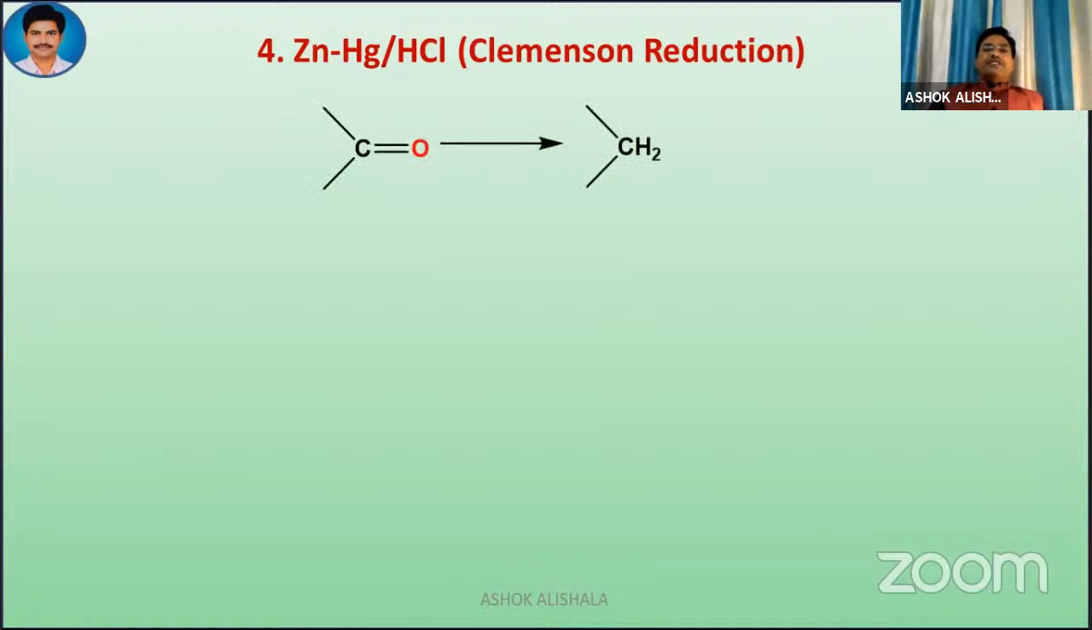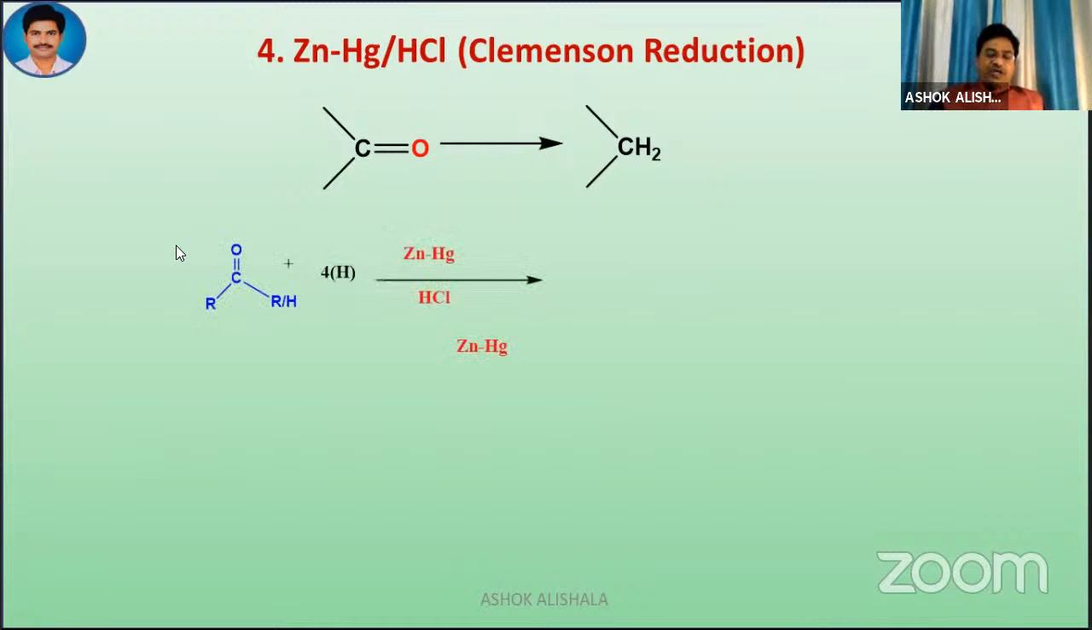See what happens in this case. The carbonyl carbon, that is C double bond O, is changed to CH2. When it is treated with zinc amalgam and HCl, this is called Clemmensen reduction. And this Clemmensen reduction is carried out in acidic medium, that is, reduction in presence of acidic medium. The carbonyl carbon converts into the alkane.